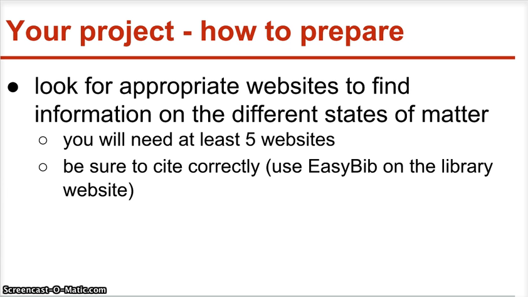In your project, to start this off, you will need to look for appropriate websites to find information on the different states of matter. You're going to need at least 5 websites, and I recommend you start with some of the library resources. Be sure to cite your references correctly. You may use EasyBib on the library website.